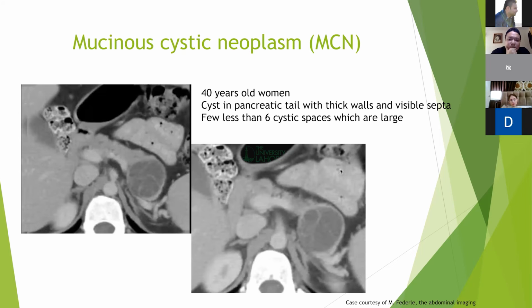This is a 40-year-old woman who has a cystic mass in the tail of the pancreas. It is encapsulated and has a few large cystic spaces. This almost certainly represents MCN. There is no point in doing further imaging in a case like this. It needs to be resected.